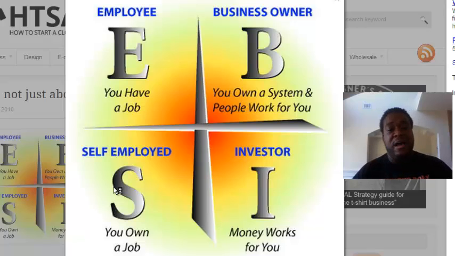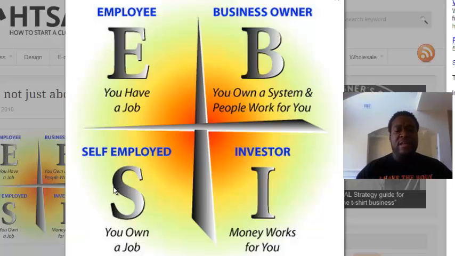So over on the right side, you have the B quadrant, which stands for the big business owner. Now, it has been classified that the big business owner is a person that has 100 or more employees, or more importantly, a person that has a network or a system in place that allows you to make money. So that means you can be on the golf course, you can be on vacation, you can be doing whatever you want to do, and you've built up a business big enough to where that system is going to continuously pay you whether you're there or not. So you own a system, people work for you. That's the big B quadrant owner.